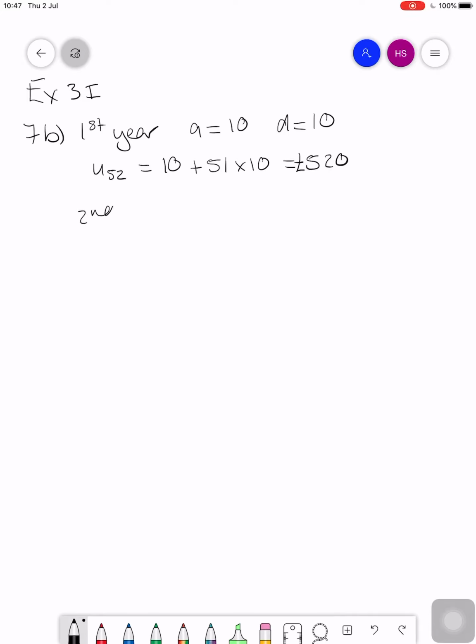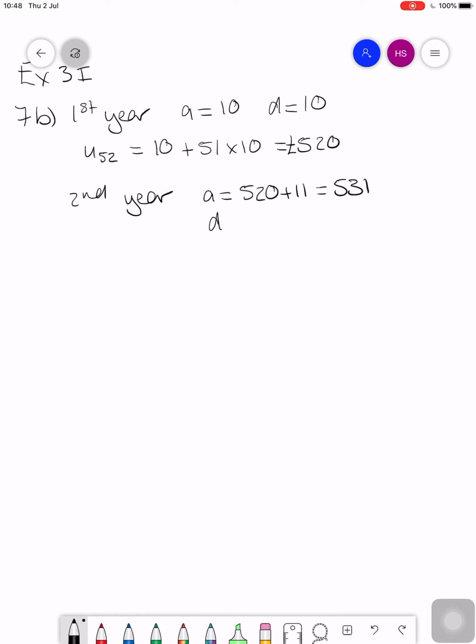Then in the second year, we've got a different arithmetic series. So his first payment in the second year is actually going to be the £520 commission he got in week 52, plus an extra £11 that he's now getting. So that £11 is for the first, what is it he's selling? Life insurance. So that's the first life insurance policy he sold in the first week of the second year, and now he's going up by £11 each month.